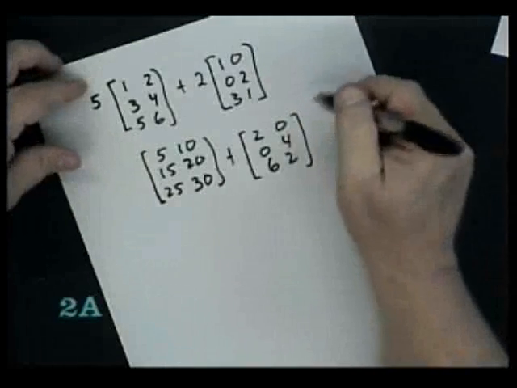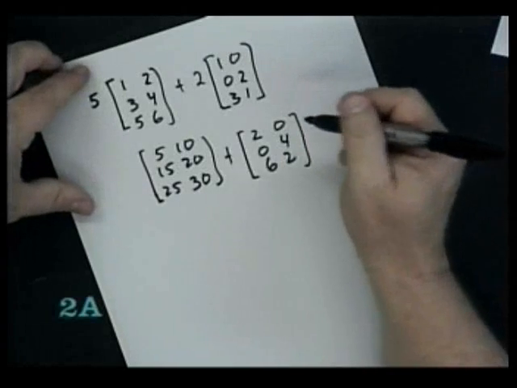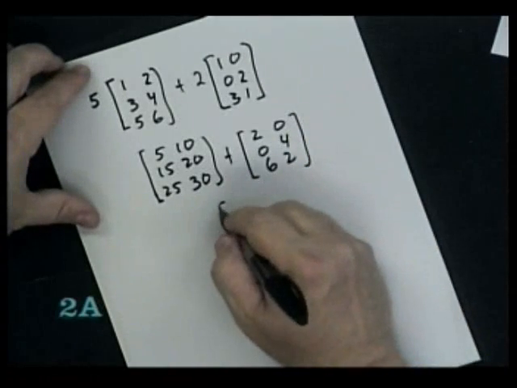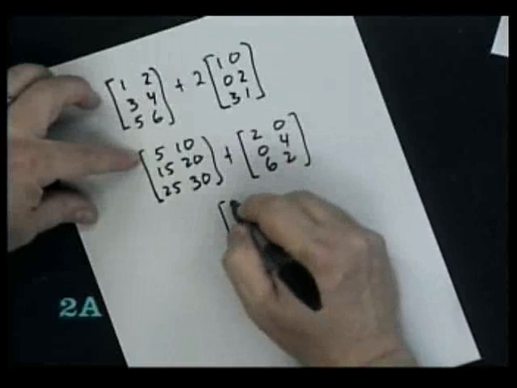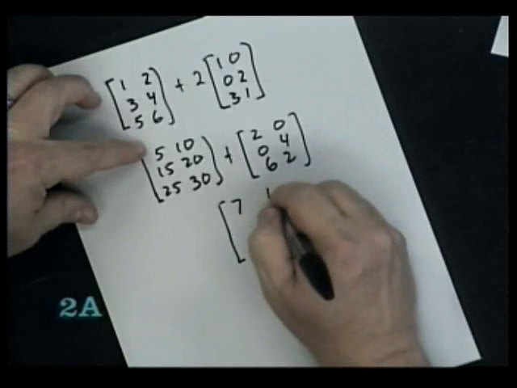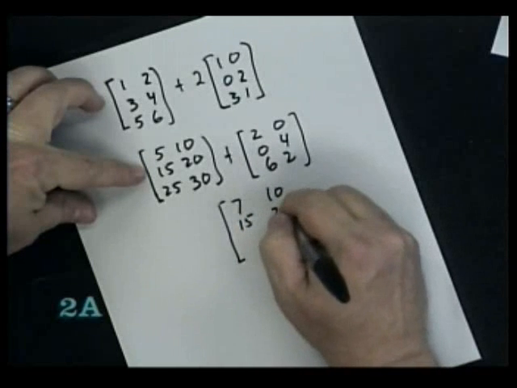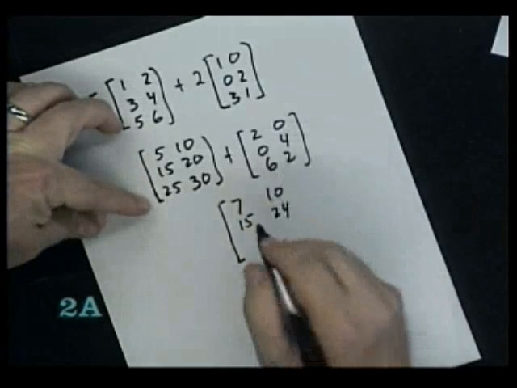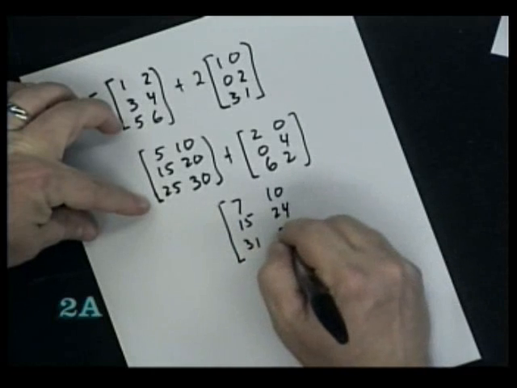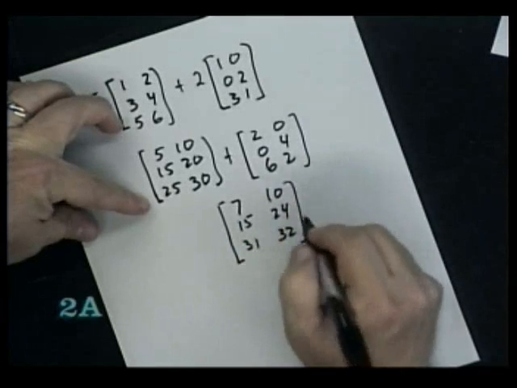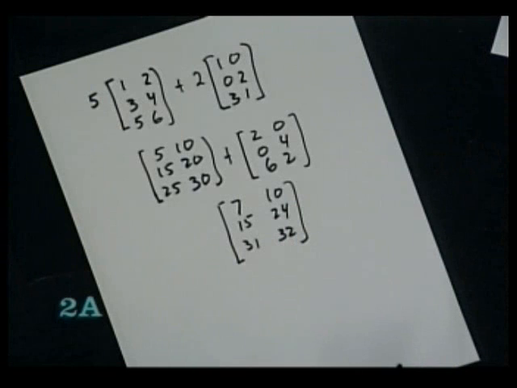All right, so there I did the scalar multiplication first, and now I'm going to do the addition. And so 5 plus 2 is 7, and 10 plus 0 is 10, 15 plus 0 is 15, 20 plus 4 is 24, 25 plus 6 is 31, and 30 plus 2 is 32. So there's that one. Still, pretty nice stuff.